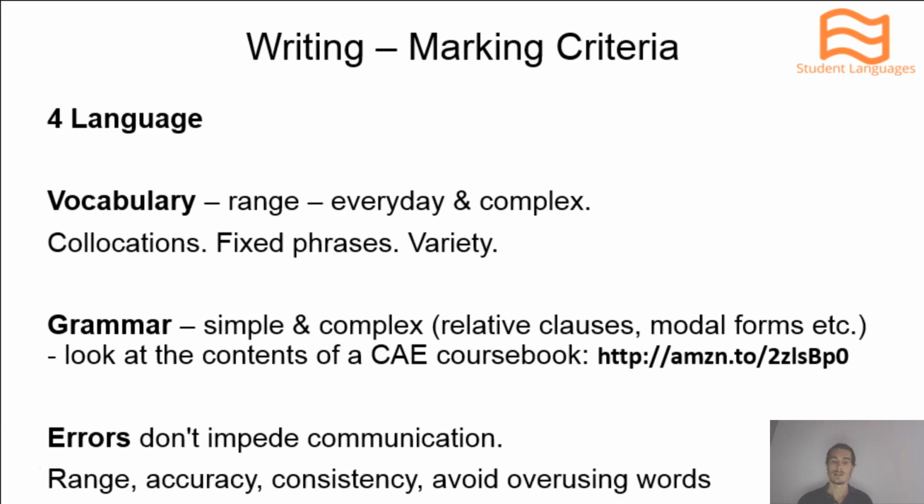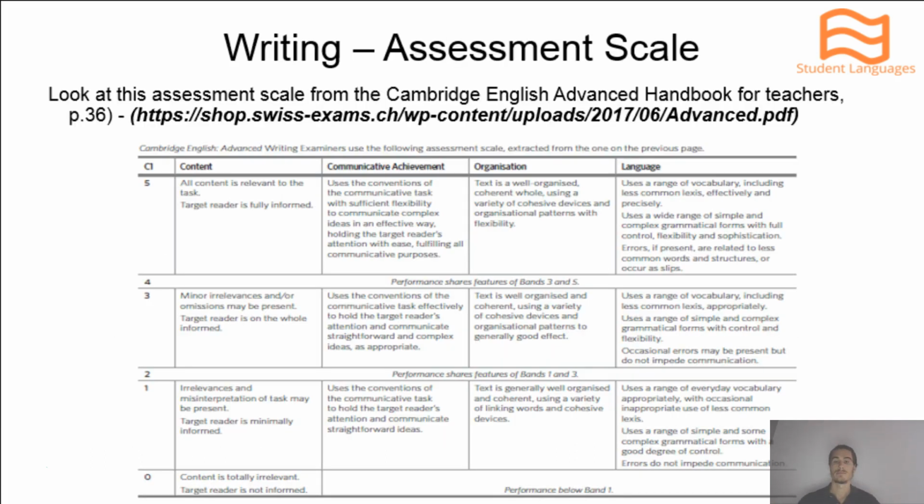So some final points: try to use range with accuracy, be consistent, and try to use a variety of different words for the same idea, so you don't use the same word lots of times. And what you can see on this slide is the writing scale that the examiners use. So each of the 4 marking criteria are based on a scale of 0 to 5, 5 being excellent and 0 being not good.